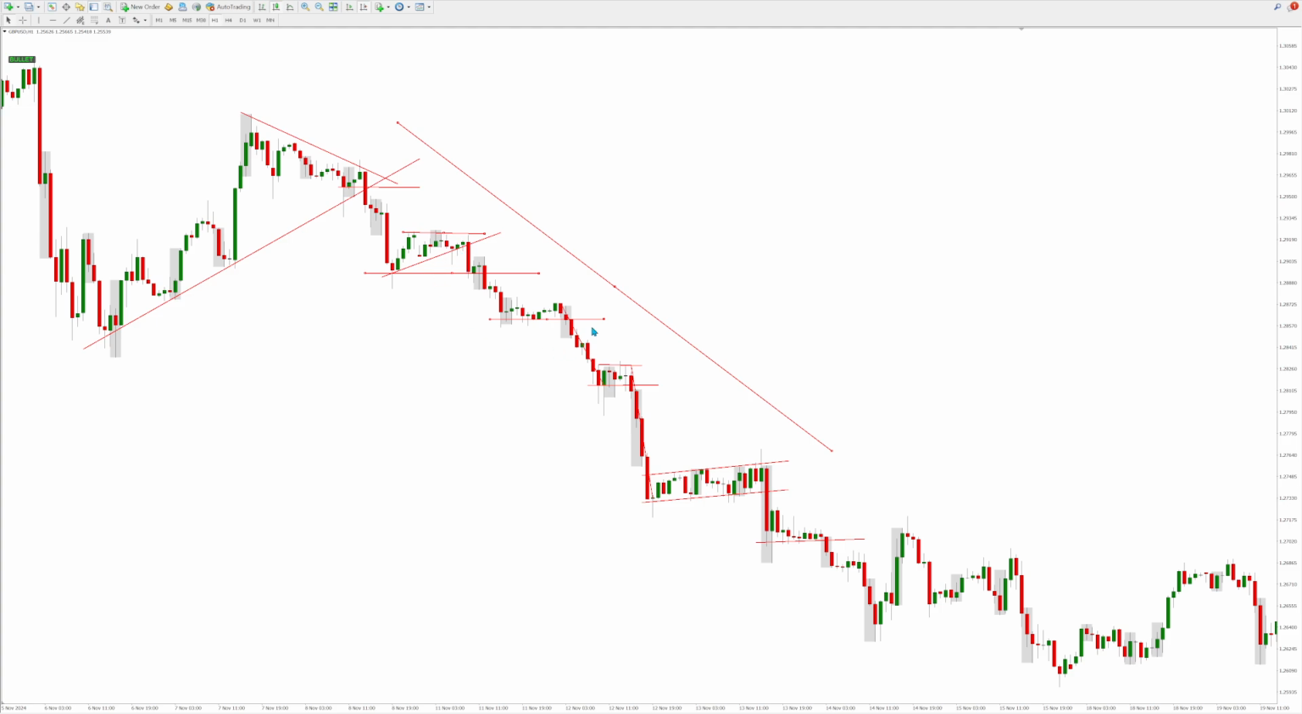Of course, trading emotions. Don't let fear, anger, and greed cloud your judgment. Okay, don't revenge trade. Don't FOMO trade, fear of missing out. Don't over trade.